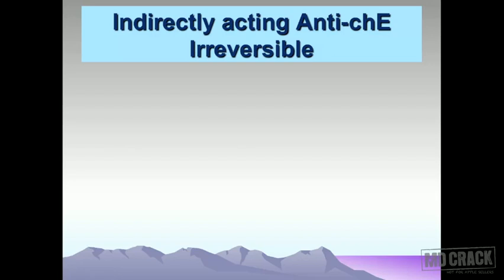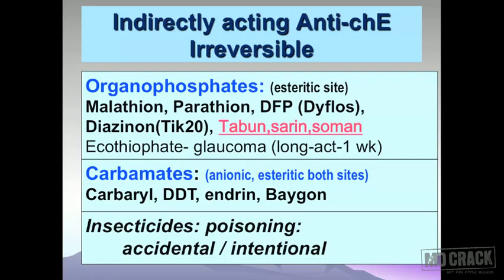The indirectly acting anti-cholinesterase agents, which are irreversible, are, as you know, divided into organophosphates and the carbamates. Look at the slide. To remind you, organophosphates combine with the esteratic site and carbamates combine with the anionic as well as the esteratic, both the sites. Organophosphates are malathion, parathion, DFP, that's diflos, diazinon, that's TIC20, and there are three nerve gases, tabun, sarin, and soman. All these are the organophosphates.